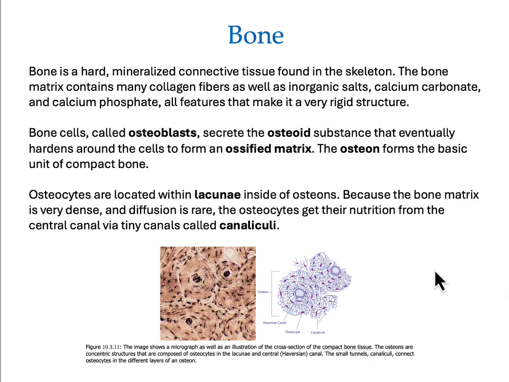So we can see the dark areas in the left-hand photo here are the central canals, and then radiating from those central canals are little canaliculi, which are tiny canals that are communicating with the osteocytes inside the osteon. Pretty complex.